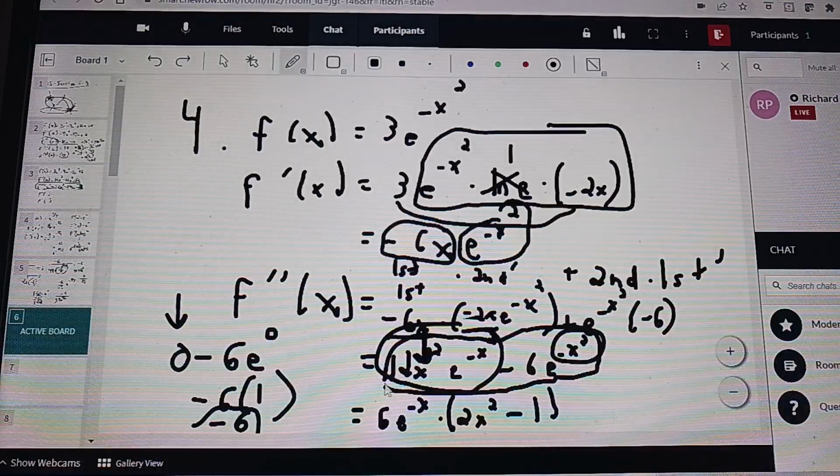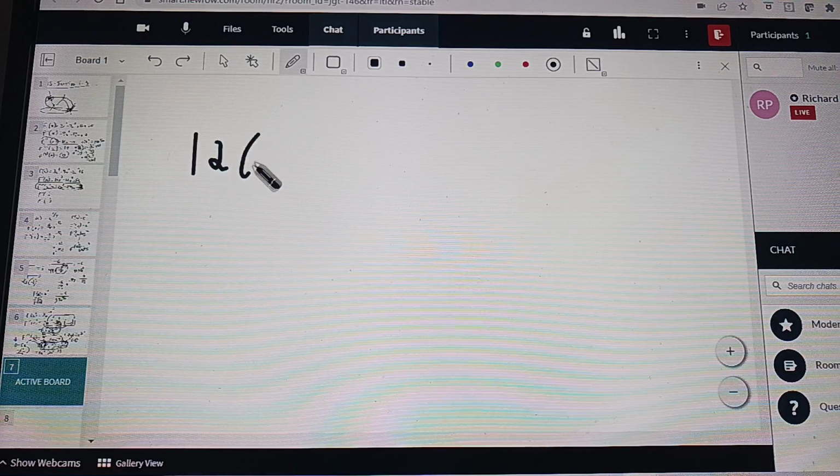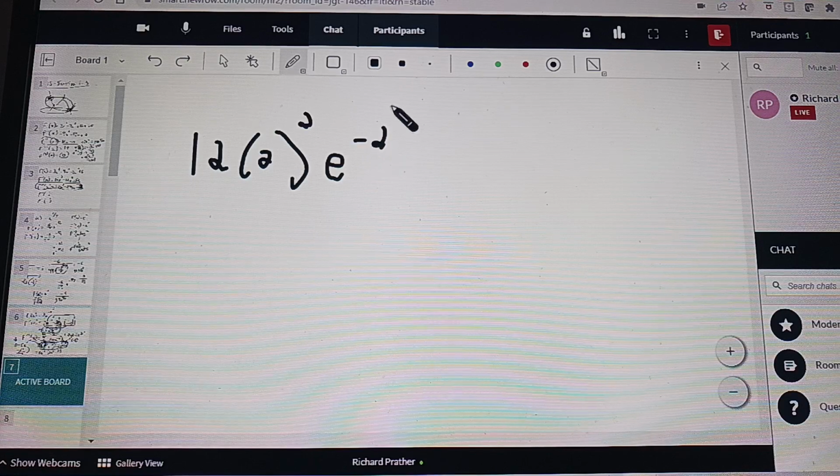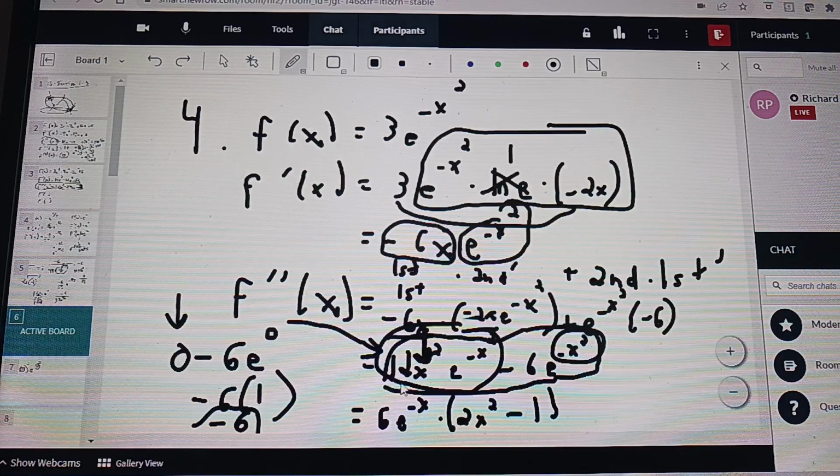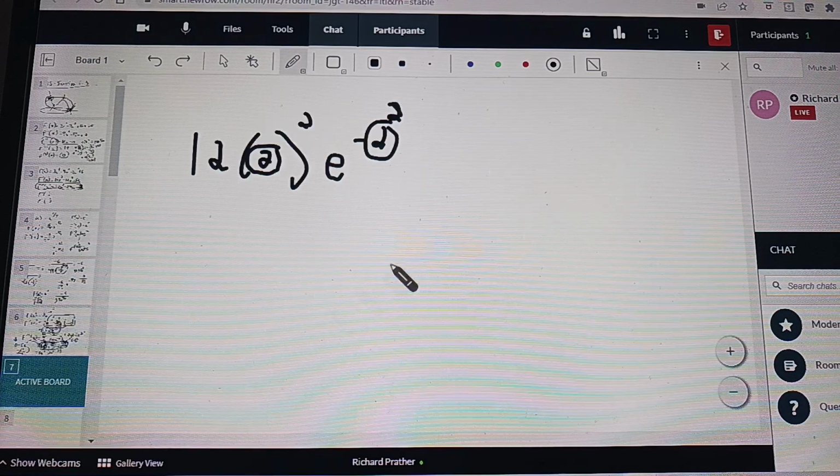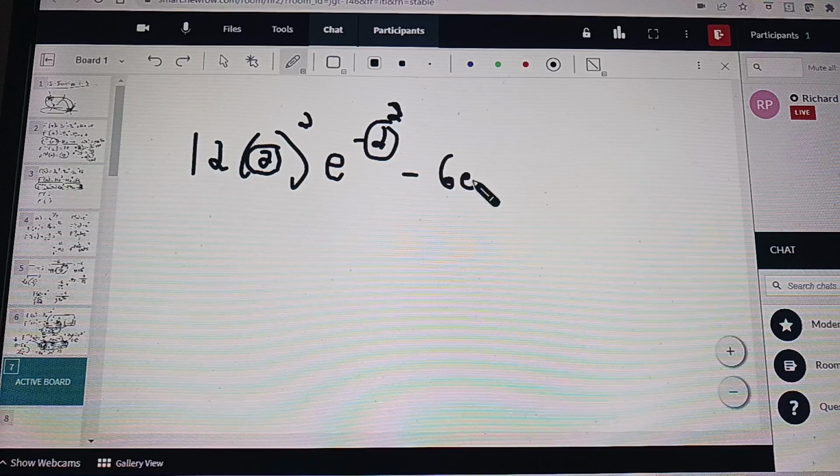They are asking here. So from this part right here, I'm going to plug a 2 in everywhere there's an x. So 12 times x squared, so that's 2 squared, e to the negative x squared, squared. But I plugged a 2 in here and here. That was there and there. And then I'm going to plug another 2 in right there. So minus 6e to the negative 2 squared again. This was the 2 that got plugged in.